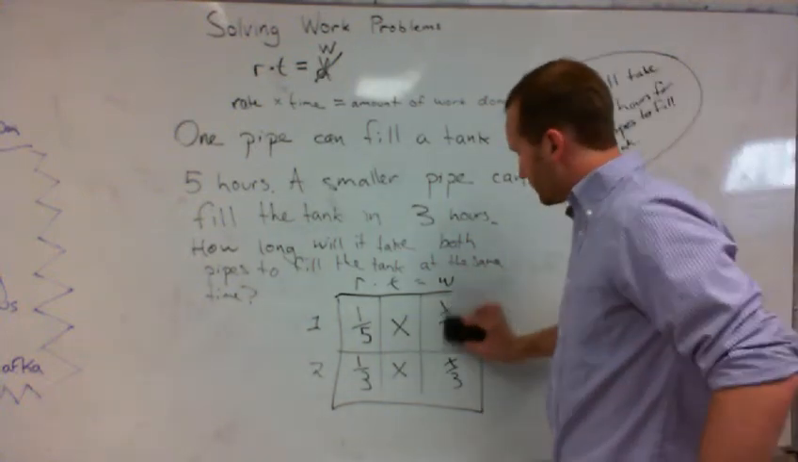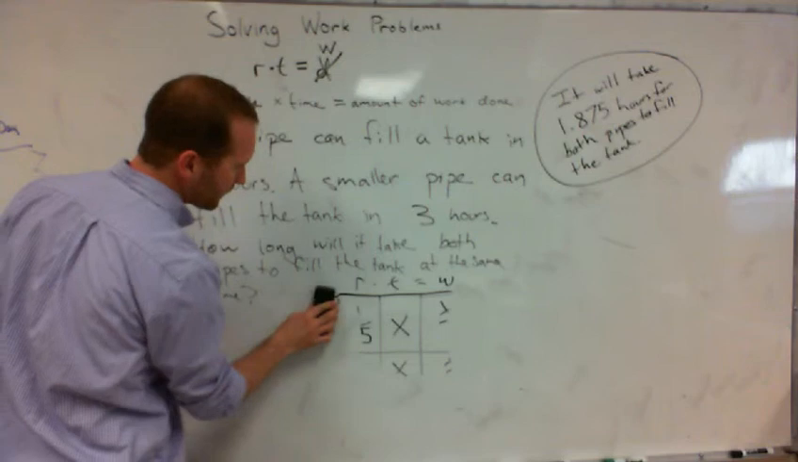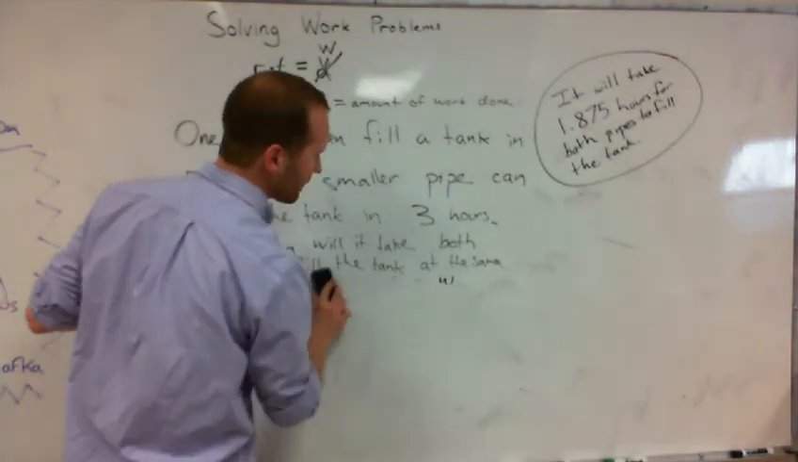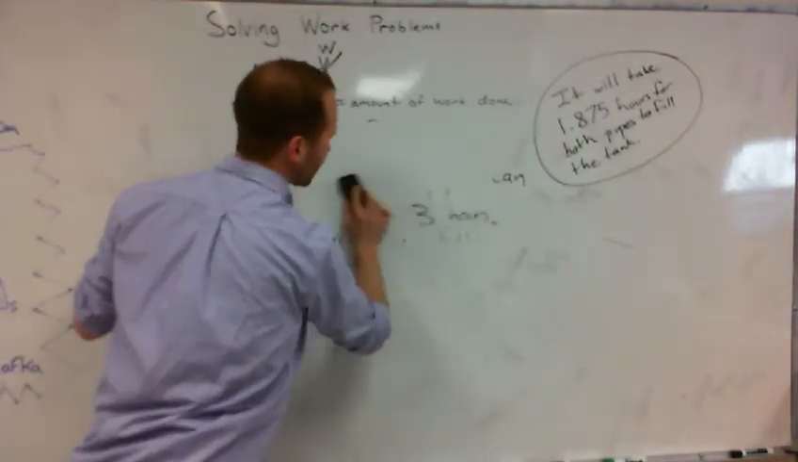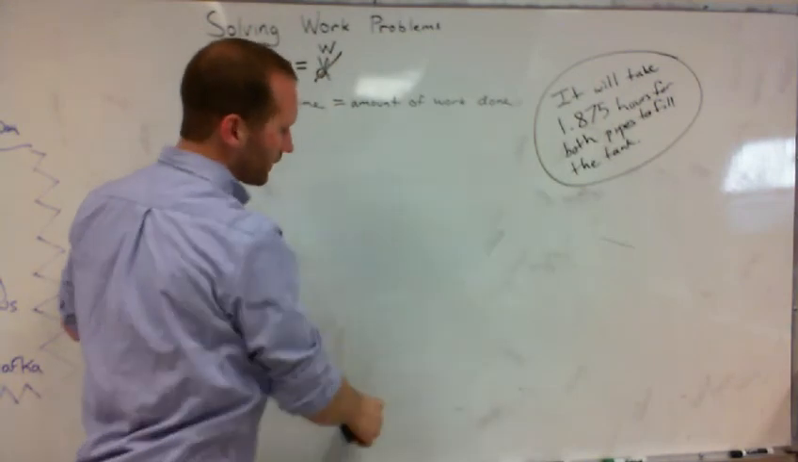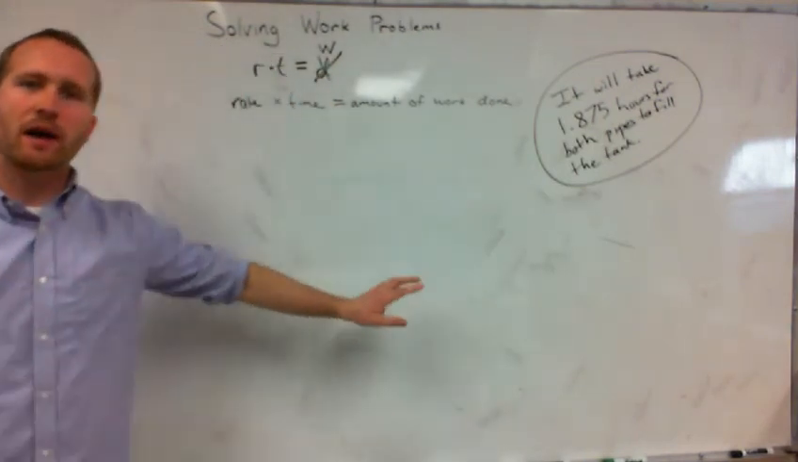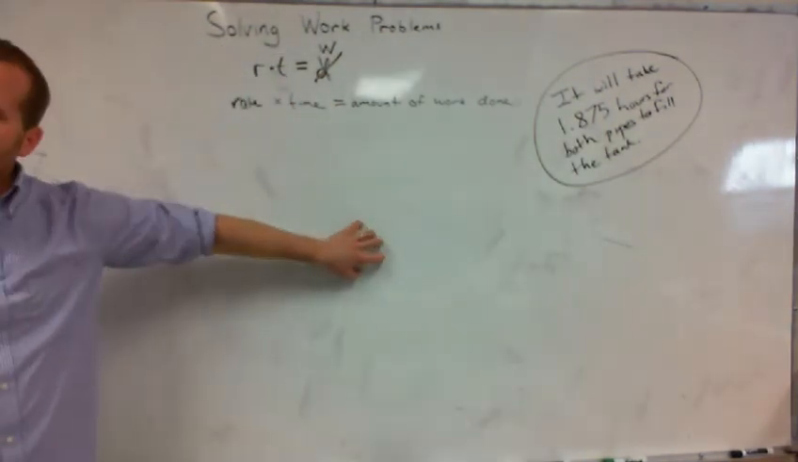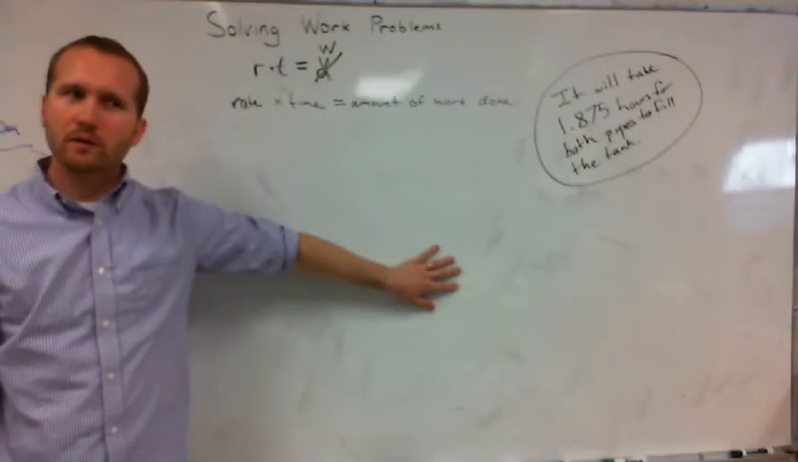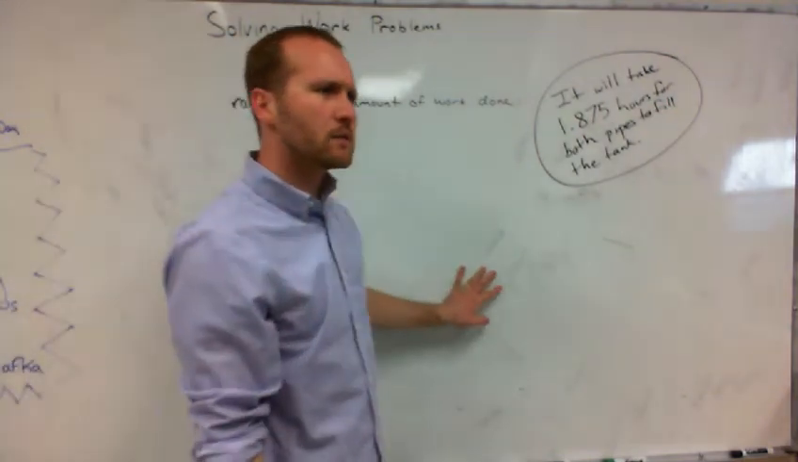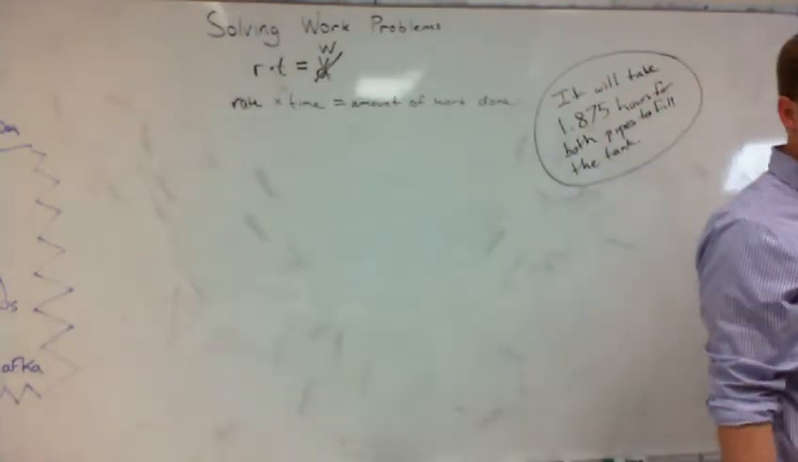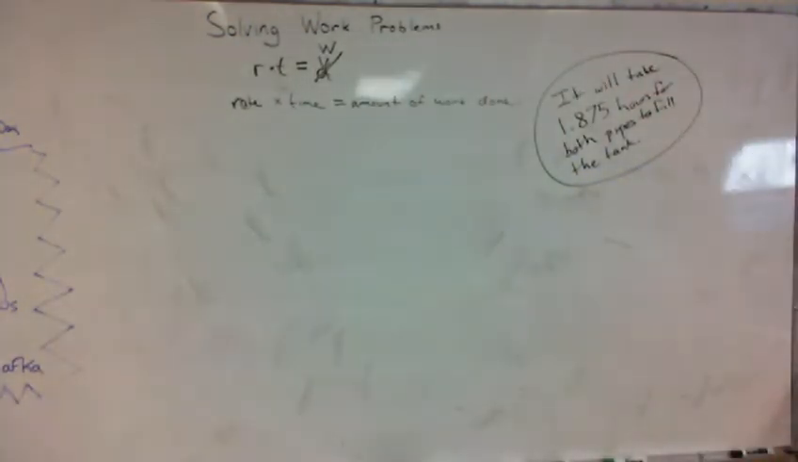I have the answer. Okay, so now let's look at some variations. Are there any questions about that setup there? So basically we're putting the rate in the first box. The time was x, because that's what we were looking for, and then we're just solving our fraction. Any questions about that type? Okay. Let's move on to one that's a little bit different.